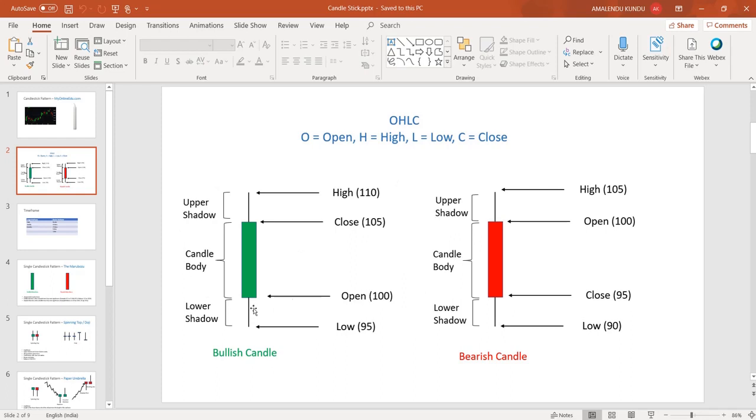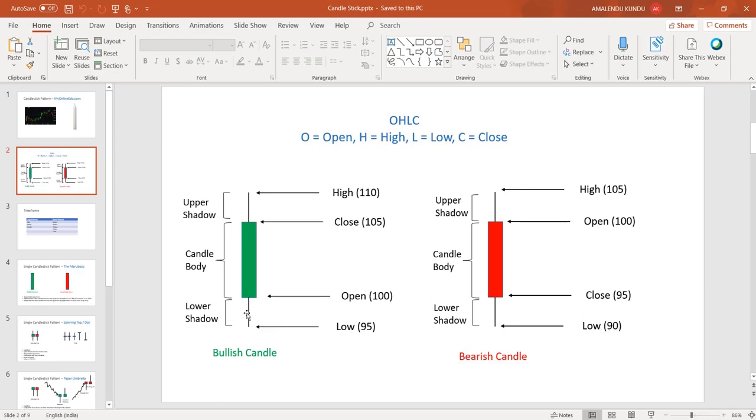For a bullish candle, you can see this particular portion is called the open. This particular portion marks the open. So let's say the stock open price is 100. On a particular day, a stock opens at price 100. Now it can happen that it goes down to 95. That is the low. So this is the lower shadow. Low represents the lowest price for that particular day.